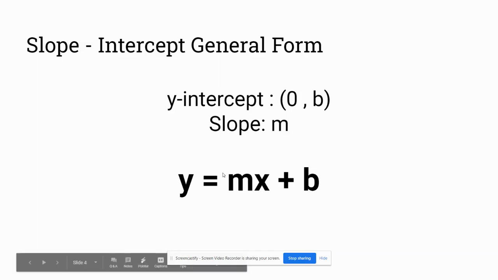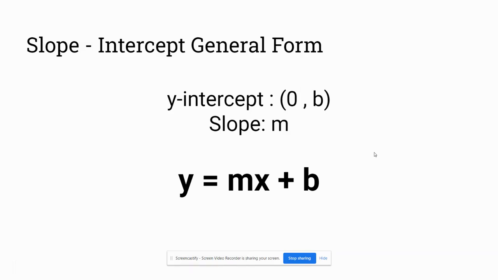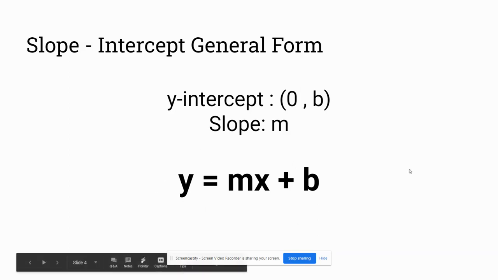So this should look familiar. This is probably something that you learned in middle school math, but y equals mx plus b is our slope-intercept form. And this is what we're going to use today.